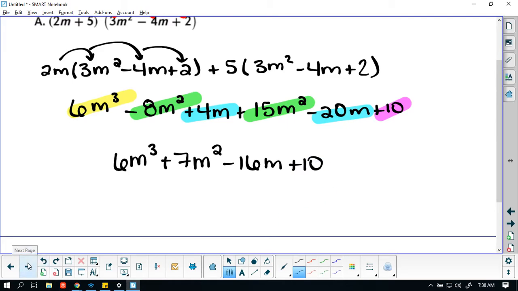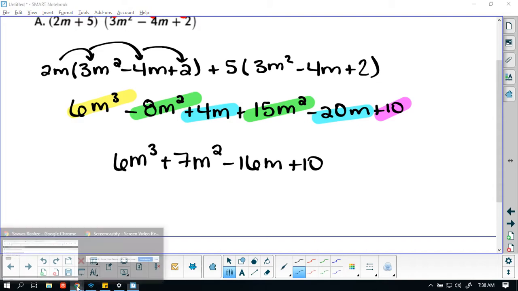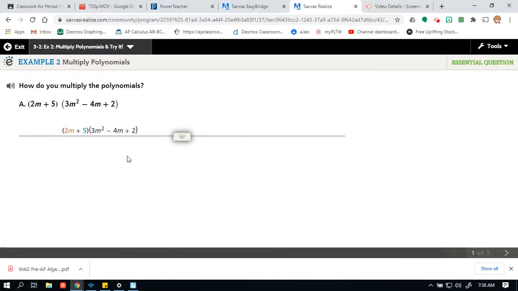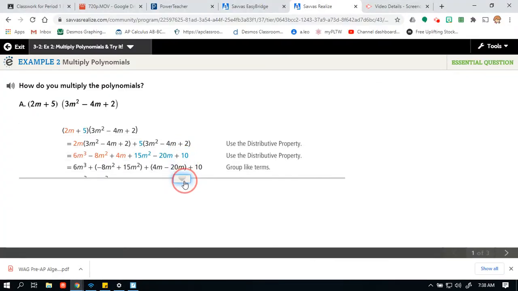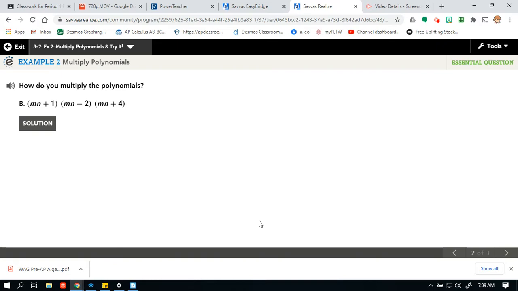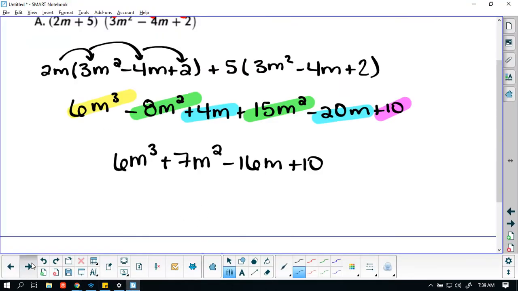All right, let's go see what the book did here. They used the distributive property, they combined their like terms, and they got 6m cubed plus 7m squared minus 16m plus 10. So this one has a second part to it. It has how do you multiply the polynomials? And this one has 3 polynomials that we are multiplying.